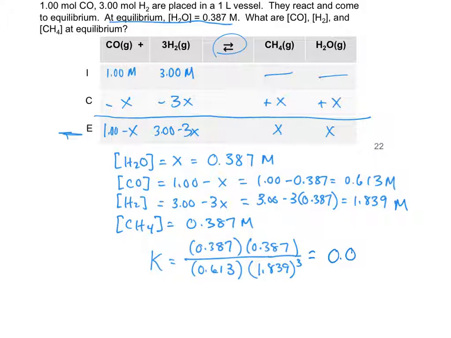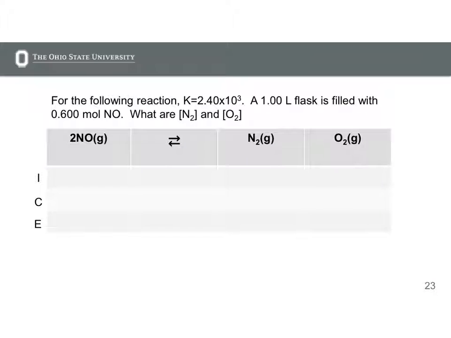Check my math, 0.0393 for K. Cool. Other questions on this problem? All right, so here's one for you guys to try.